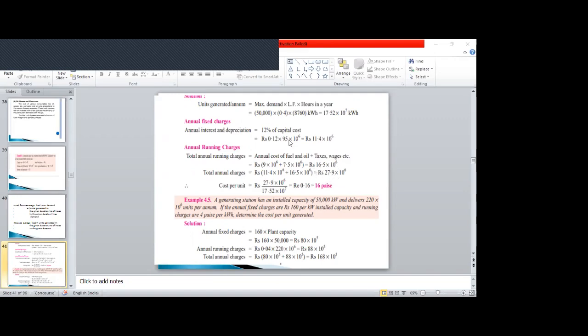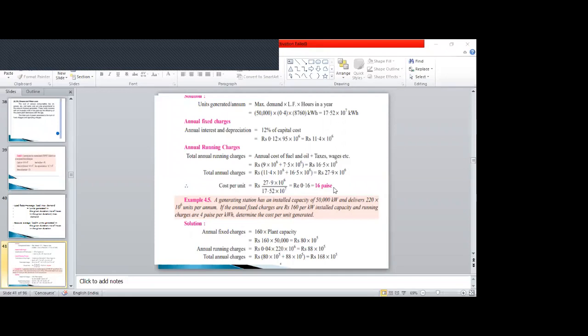Now to calculate the cost per unit, we know that total units generated are this much, 17.52 into 10 to the power 7 units. Unit means 1 kilowatt hour. So for generating 1 unit, what is the amount required? The total annual charge divided by total units will give the cost per 1 unit. So you will get rupees 0.16, or it is 16 paise. This is how we calculate the cost per unit.